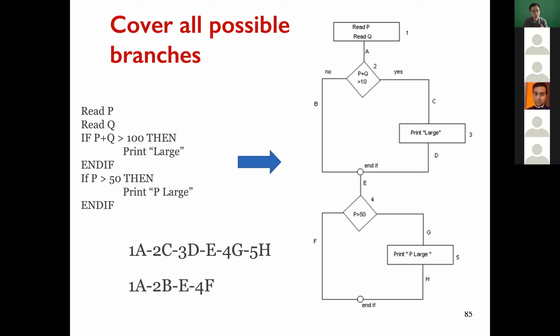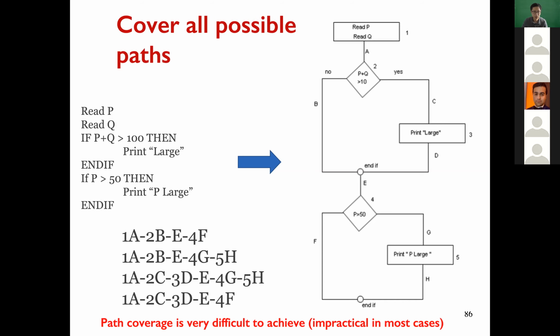But what if we want to cover all the paths? We would need 4 test cases to cover all the paths. Because the paths can be, one combination is left of the first branch and right of the second branch. Another would be the right of the first branch and the left of the second branch. So they have different combinations.